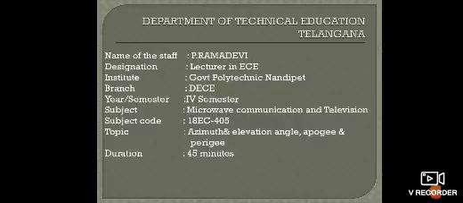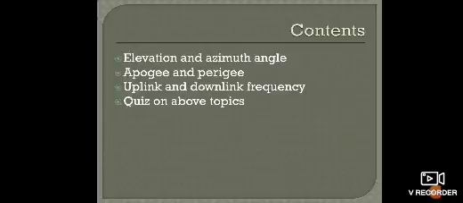My subject is microwave communication and television systems, and today's topic is azimuth and elevation angle and apogee and perigee. In the previous videos I have told about what a satellite is, what the uses of satellites are, what the advantages and disadvantages of satellite communication are over terrestrial radio communications, and the classification of satellites. It is basically based on different parameters.